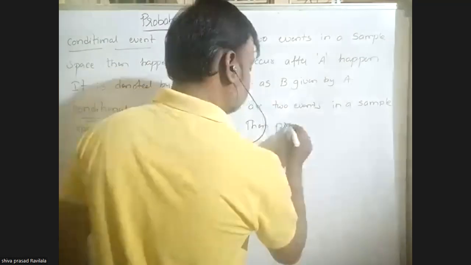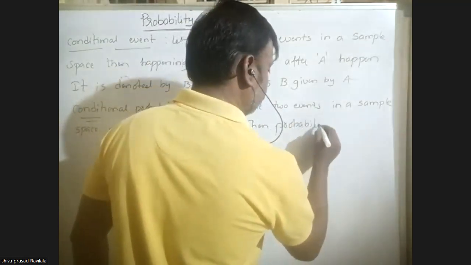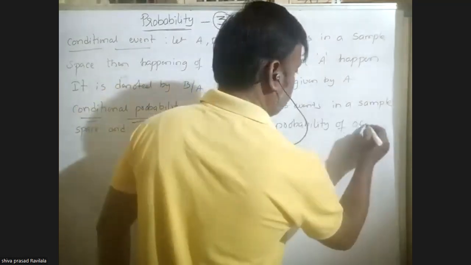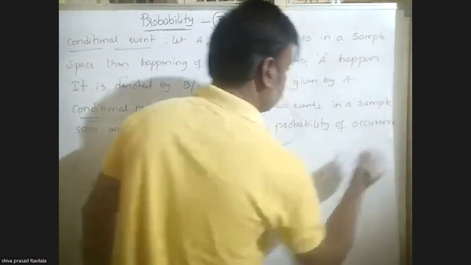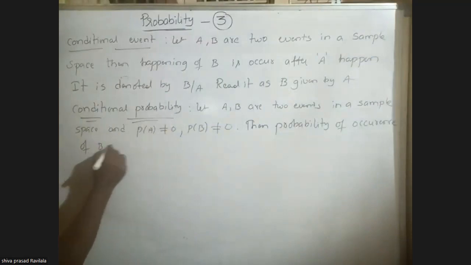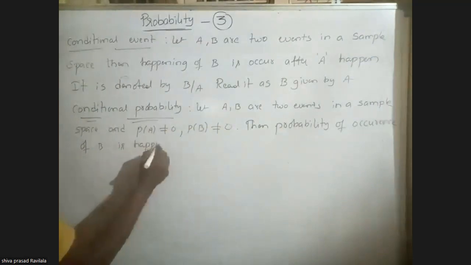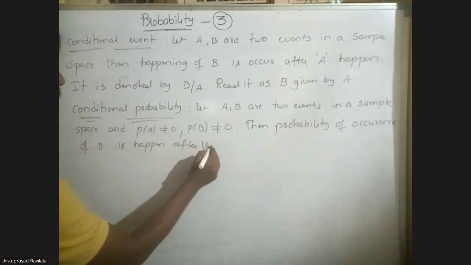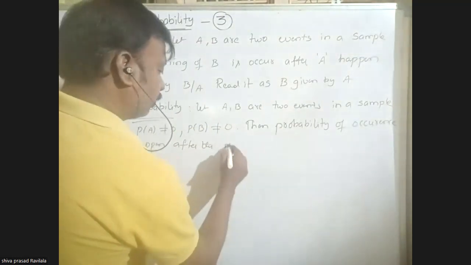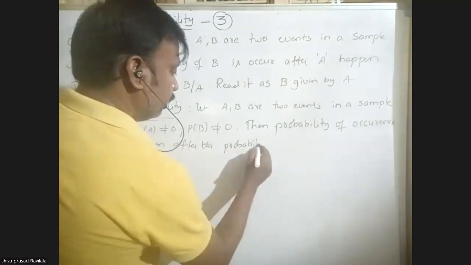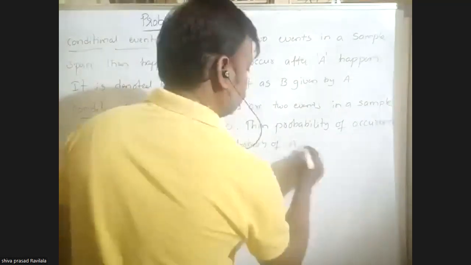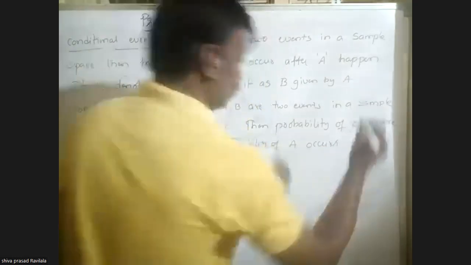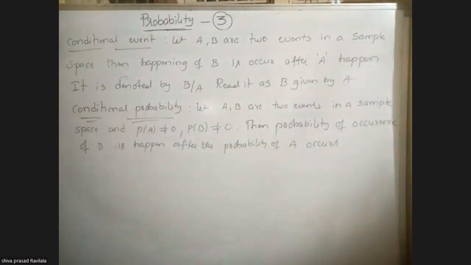Then the probability of occurrence of B happens after the probability of capital A occurs. Probability of A జరిగిన తర్వాత మాత్రమే B జరుగుతుంది. Okay? And this can be written as probability of B given by A, like this.